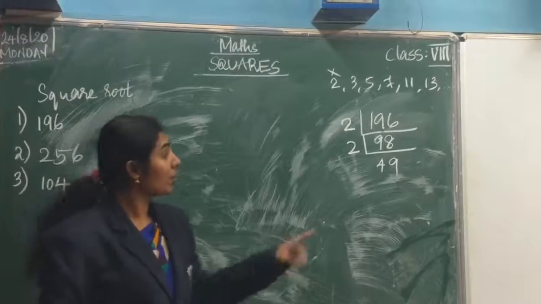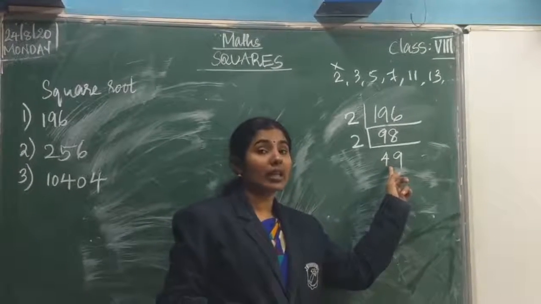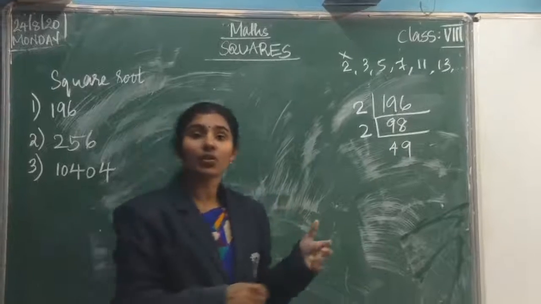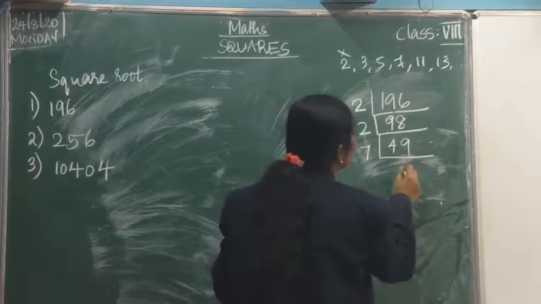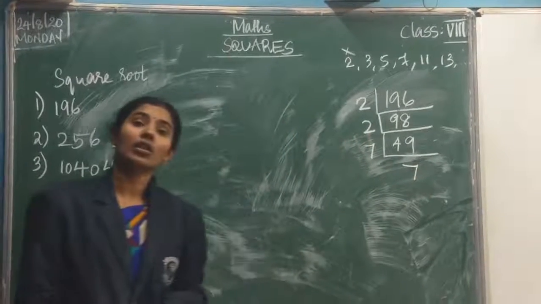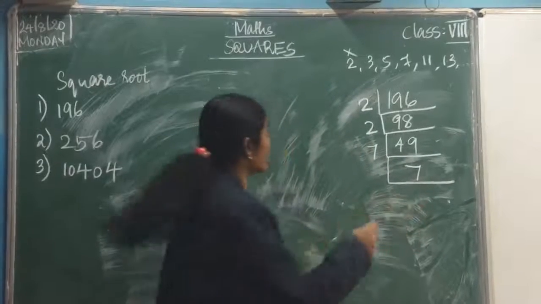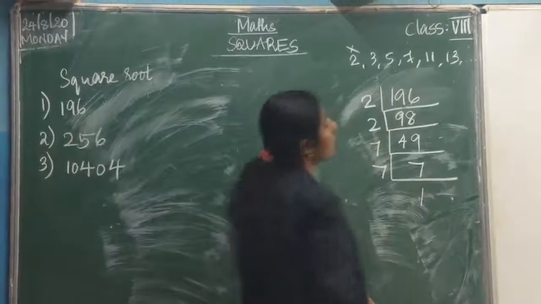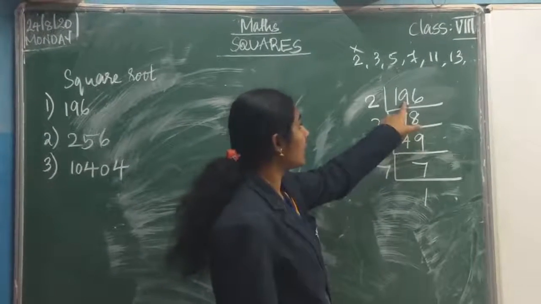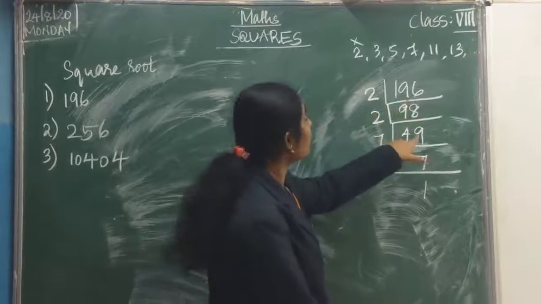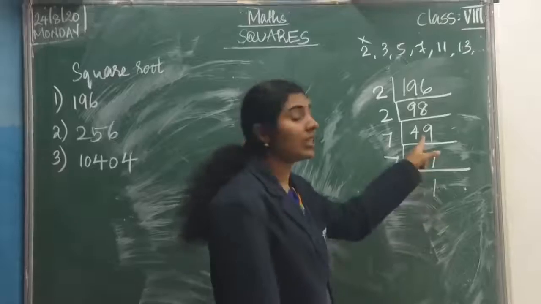So which number can you divide 49 by? You know 7 sevens are 49. So 7 is a prime number. So how can you write 49? 7 sevens are 49. Now how will you get 7? 7 ones are 7. Isn't it? 2 multiplied by 98 is 196. 2 multiplied by 49 is 98. 7 sevens are 49. 7 ones are 7.